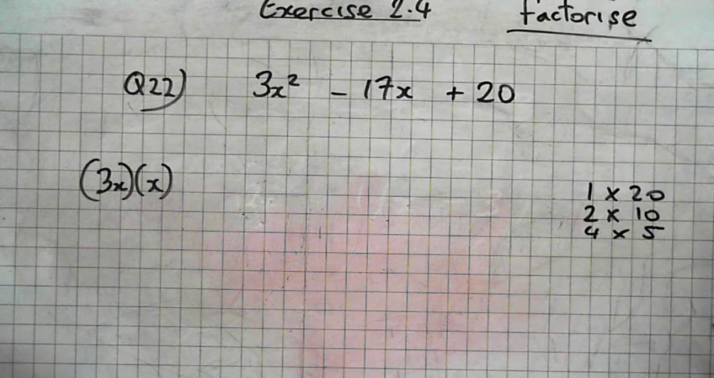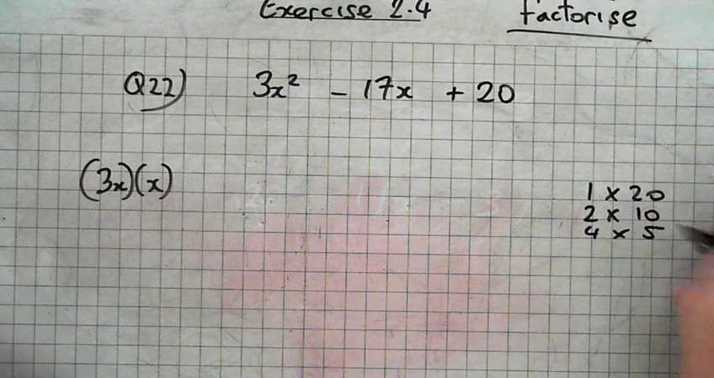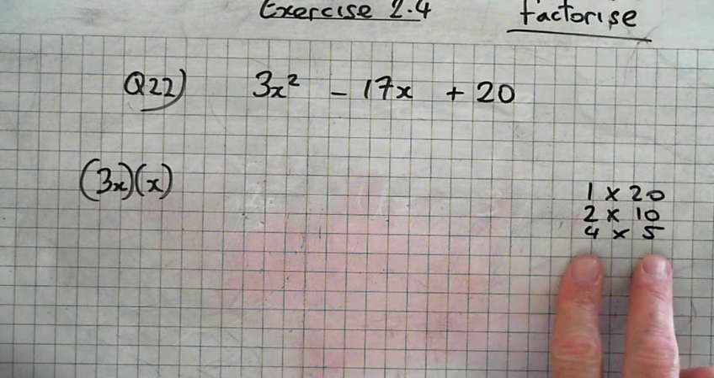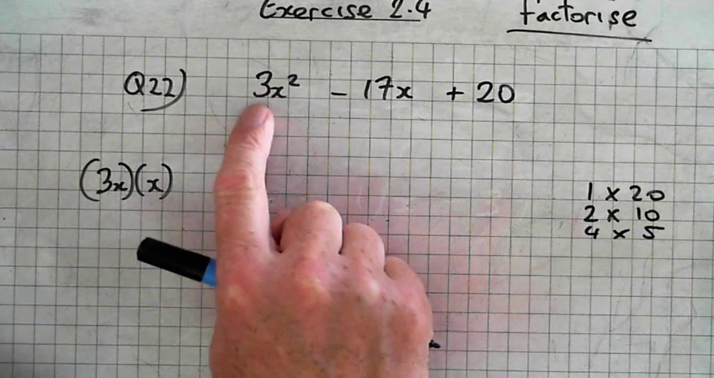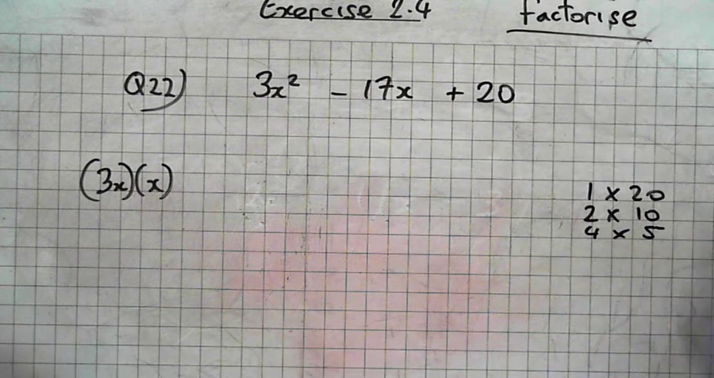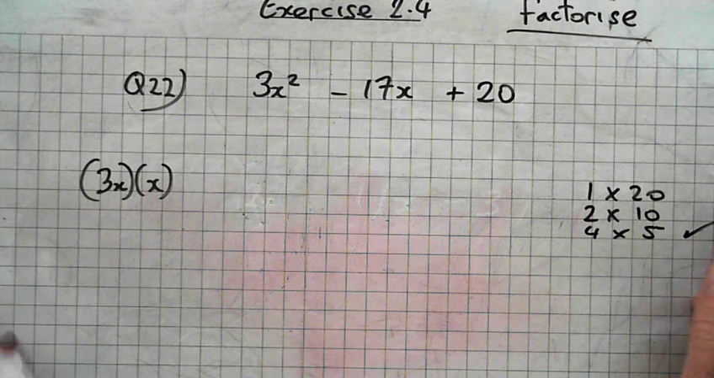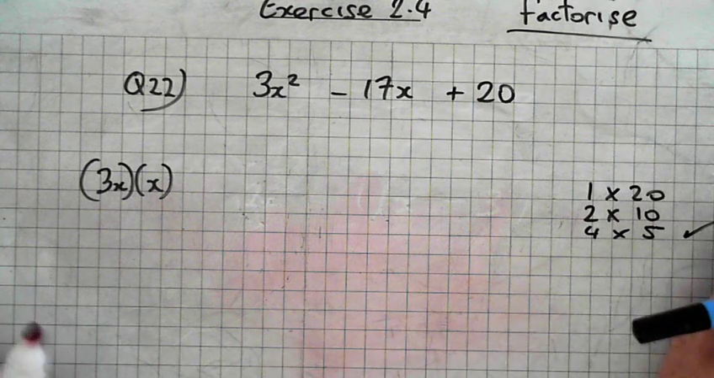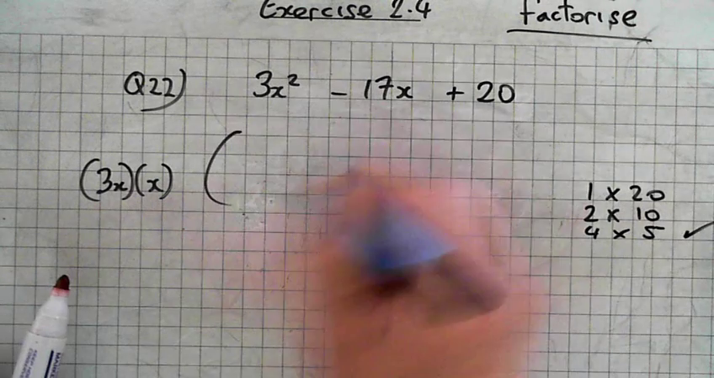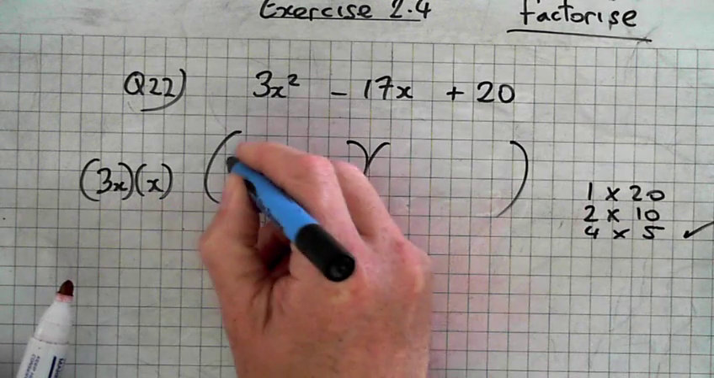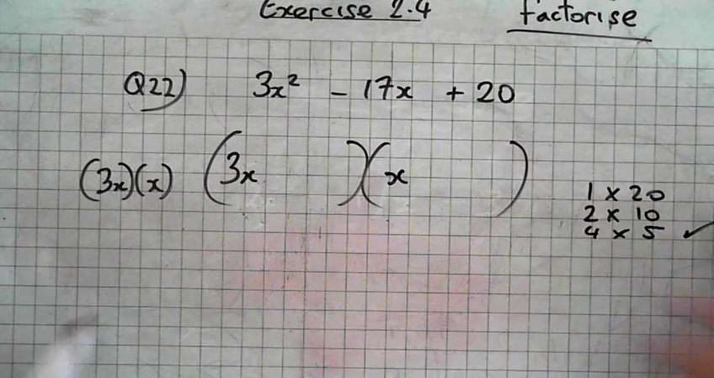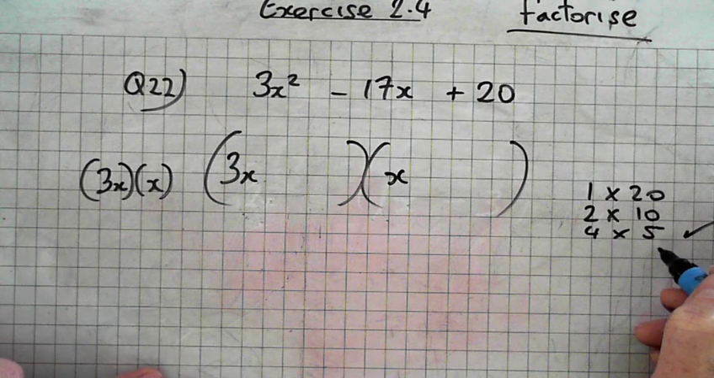Well, we don't know which pair we can use yet. If it's not obvious which pair to use, I always use the first check. I always check the ones on the bottom first. Look up. 3x times x. So we'll try the 4 and the 5.